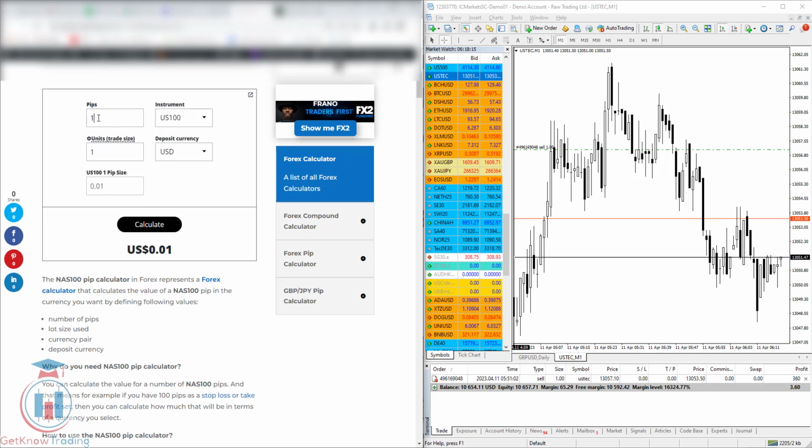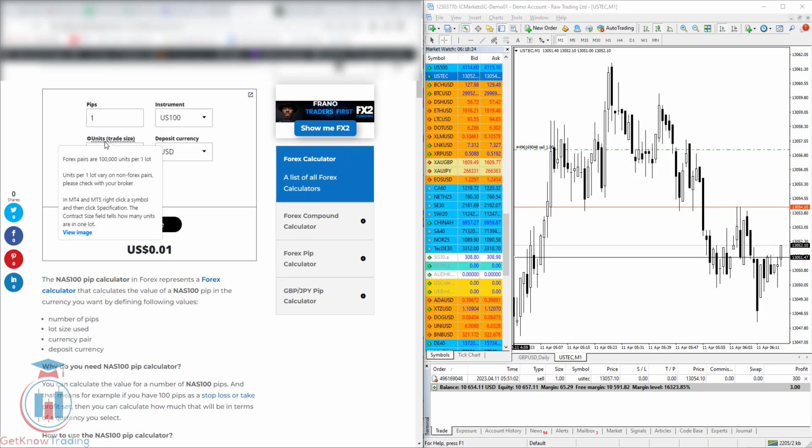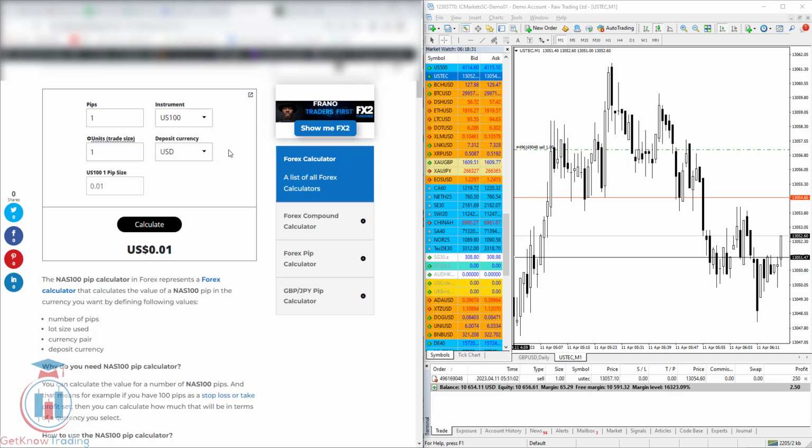So the number of pips, I will leave it 1. Instrument is US 100, which means it is a NASDAQ 100. Then you need to put the units. The very important thing that you need to pay attention to is the number of units, because that is the contract size that your broker defines. So have in mind that this is a very crucial point that you need to check with your broker. And that is important because the number of units is different for certain symbols.